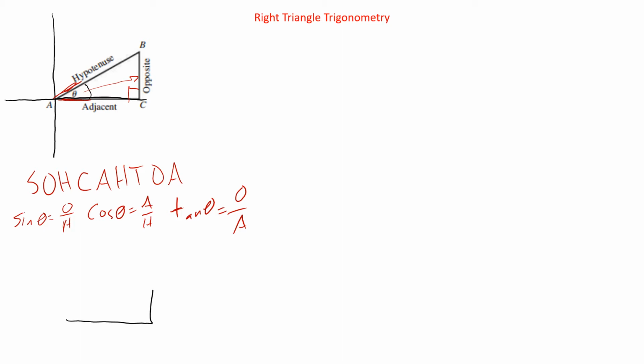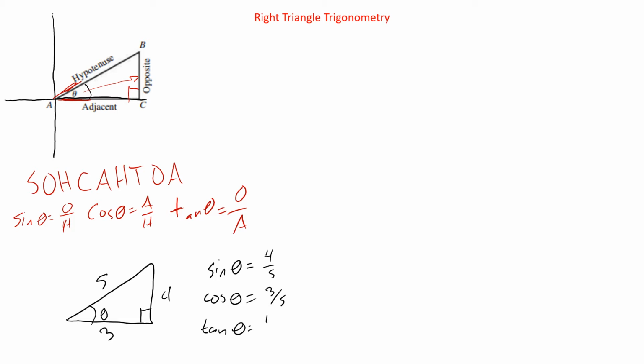Actually, let's throw an example up here. So let's get a right triangle, and let's say this is a 3, 4, 5 right triangle. Here's our theta. Sine of theta is the opposite over the hypotenuse. That's 4/5. Cosine of theta is the adjacent over the hypotenuse. That's 3/5. And tangent of theta equals the opposite over the adjacent, which is 4/3.